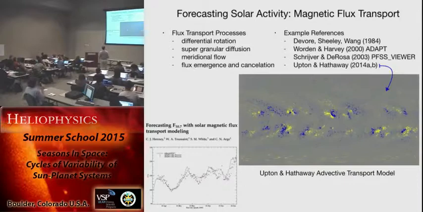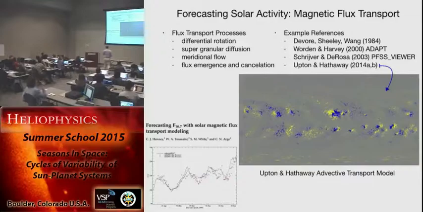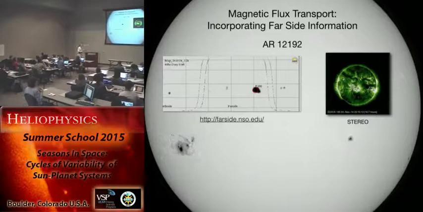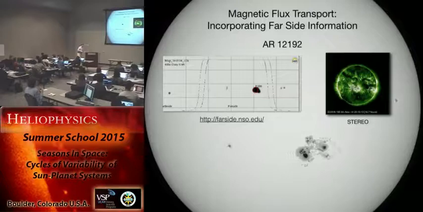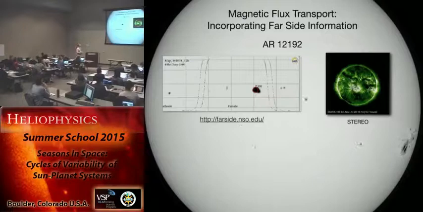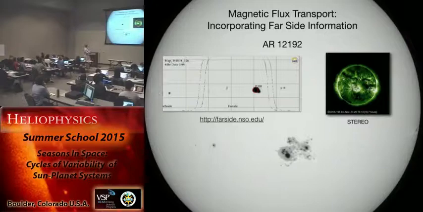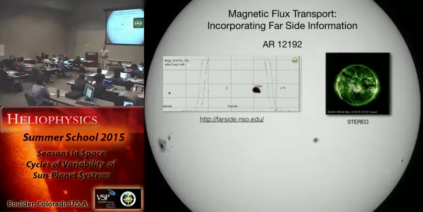But there's a critical component to this that would make it really effective as a forecasting tool. And that's if we could include far side information into these simulations, right? I don't think we're going to talk about helioseismology at all during the week, but basically using helioseismology, you're able to identify the presence of large active regions on the far side of the sun, right? And with STEREO, the spacecraft are actually on the far side of the sun making observations, so you can see directly what's there.